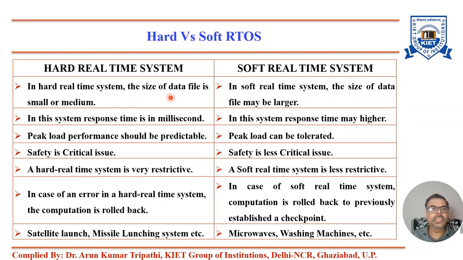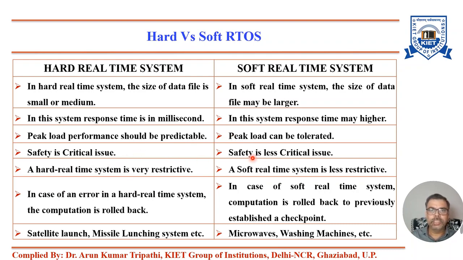In a hard real-time system, the size of the data files is very small because it has to perform the task within the time limit. In a soft real-time system, the size of the data files may be larger. In a hard system, the response time is in milliseconds or nanoseconds. Here, it may be higher. In a hard system, peak load performance should be predictable, meaning if I give this much amount of load, it will perform the work within the time limit. Here, if there is a delay, that can be accommodated.